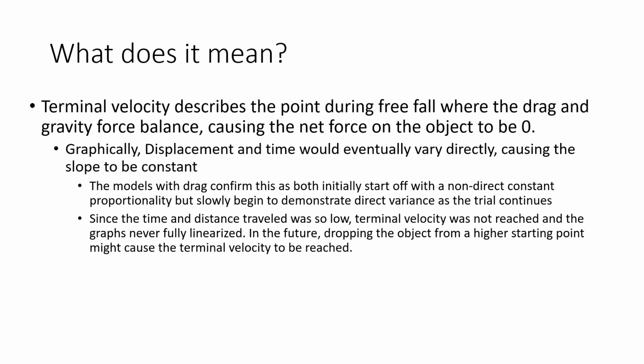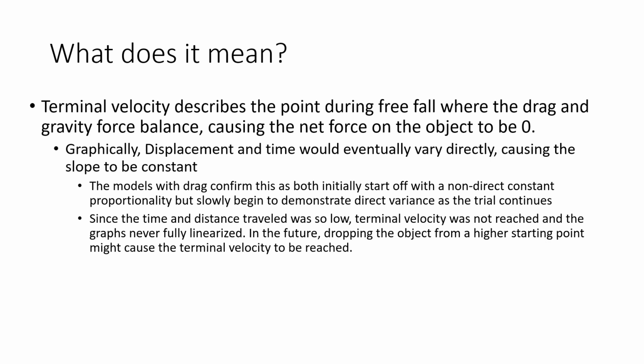So what does it mean? Terminal velocity describes the point during free fall where drag and gravity force balance each other out, causing the net force on the object to be 0. So graphically, displacement in time would eventually vary directly, leading to a straight line with a constant slope, which would then confirm constant velocity and zero acceleration, or no net force.